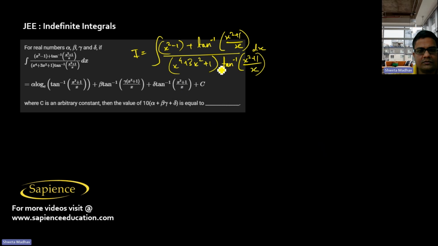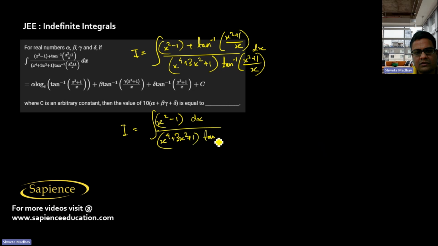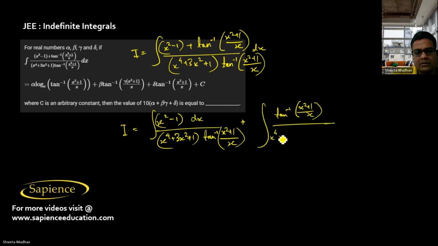Here we can write this integral as the integral of x square minus 1 dx by (x power 4 plus 3x square plus 1) into tan inverse of (x square plus 1) by x, and plus the integral of tan inverse of (x square plus 1) by x divided by (x power 4 plus 3x square plus 1) into tan inverse of (x square plus 1) by x into dx. Now these two will get cancelled.